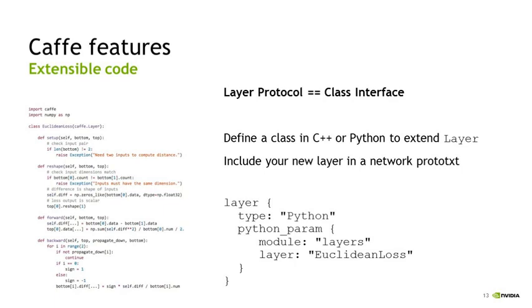So on the left of this chart, the details aren't critically important at this stage, but I've given an example of how you might add a Euclidean loss layer to Caffe using the Python interface. And then once you've added that, as you see on the bottom right of this chart, in your prototxt file where you define your model architecture, you can then reference this new layer that you've created as an extension of the base layer class in Caffe.